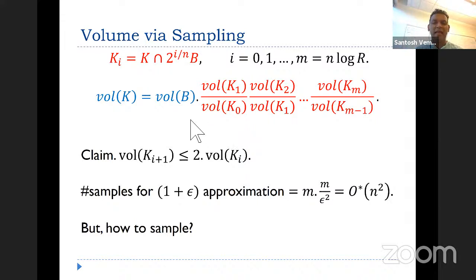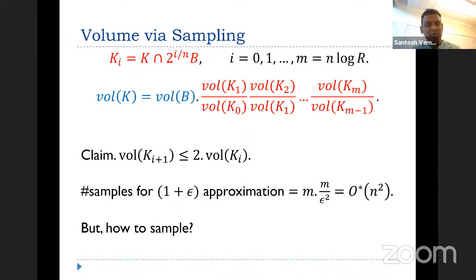And if you need to do this m times and multiply those ratios, since everything is independent, this requires m/ε² samples in each phase, m times. So it's about m²/ε², and since m is linear in n log r, the whole thing is n squared log squared r, basically. And this star is going to subsume log factors and dependence on epsilon.